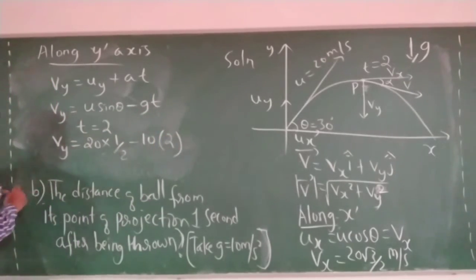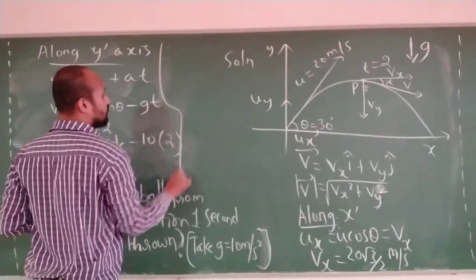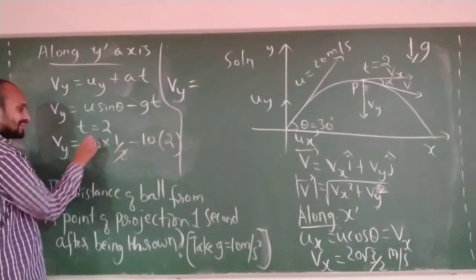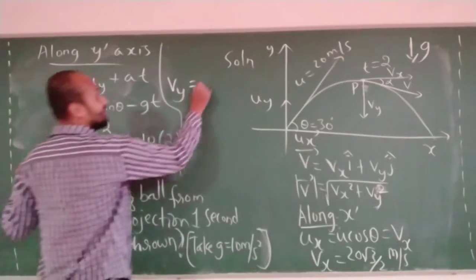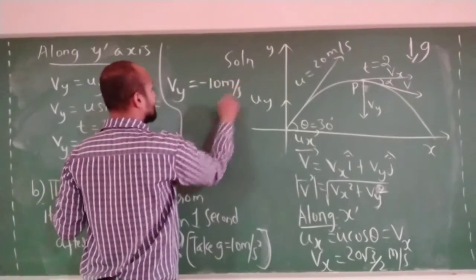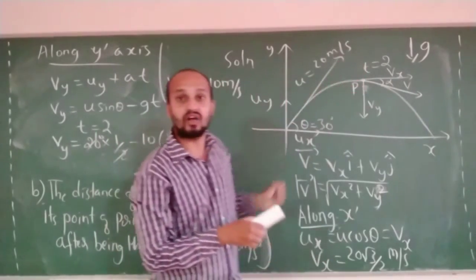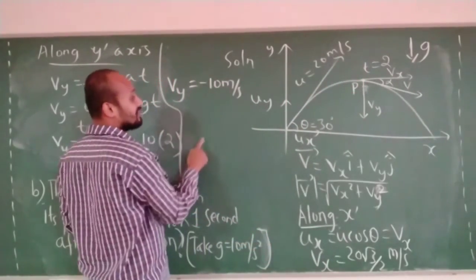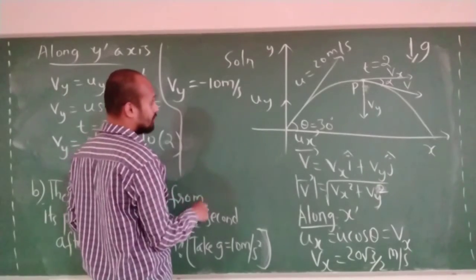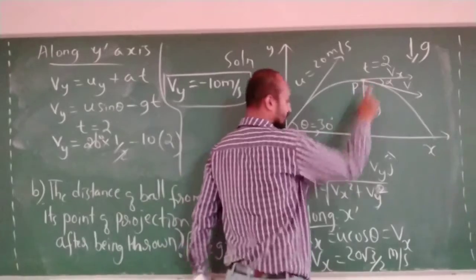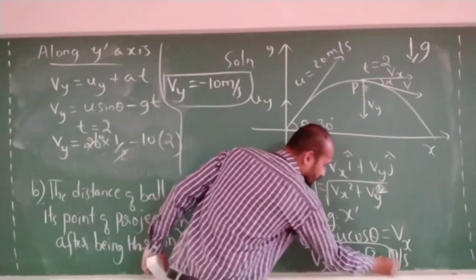Correct? So from this, what is the value of vy you are getting? This is 20, this is 10. 10 minus 20 is minus 10 meter per second. So here, the minus sign is indicating the direction is downward. So this is the value of vy. This is the value of vx.